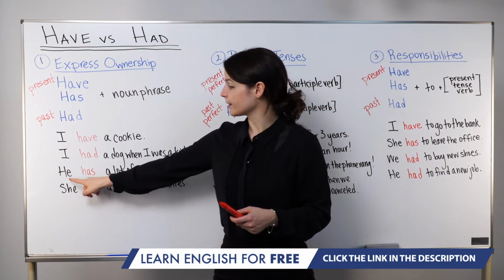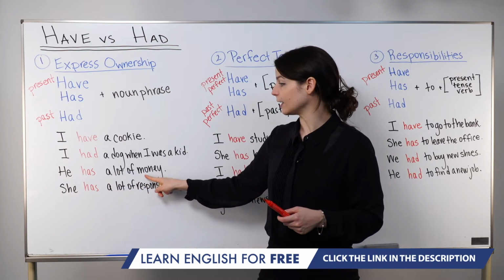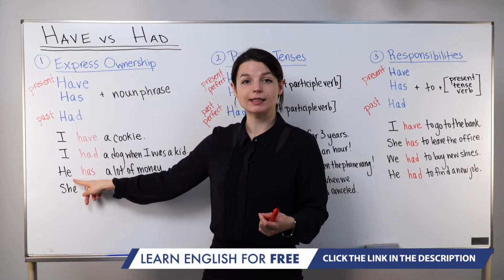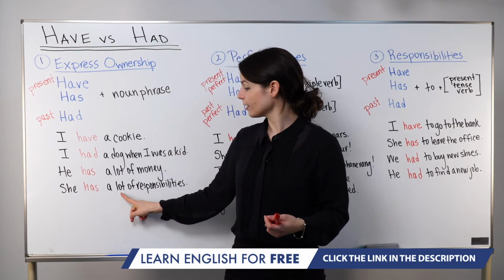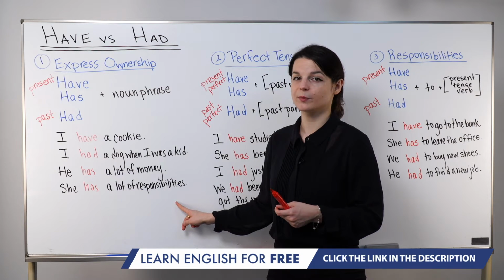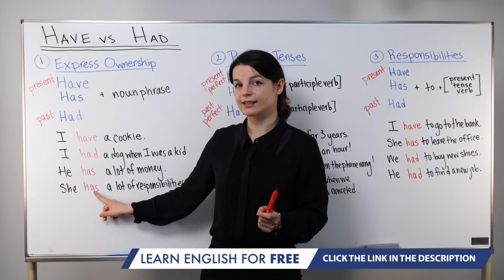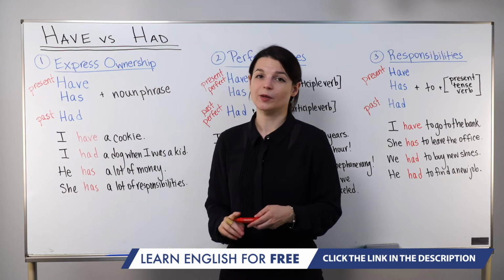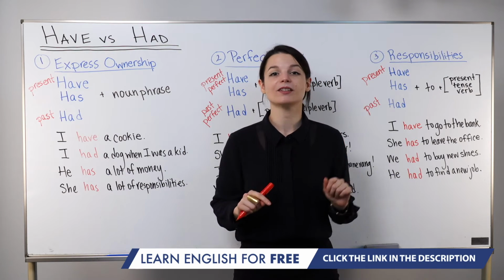Here are some examples where the subject is he and she. He has a lot of money. We use has because the subject is he. Finally, she has a lot of responsibilities. Again, the subject is she, so we use has instead of have. This is only for the present tense. So, this is the first use of have and had to express ownership.